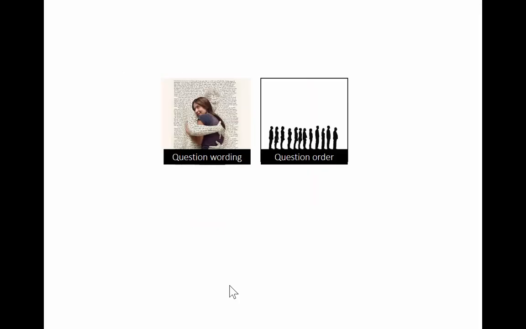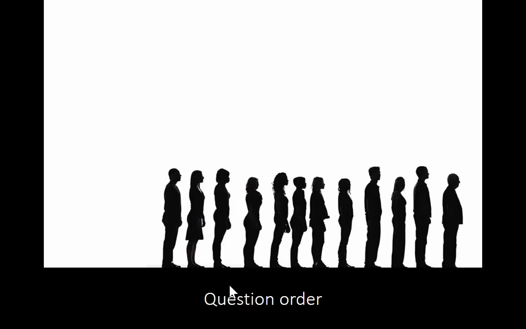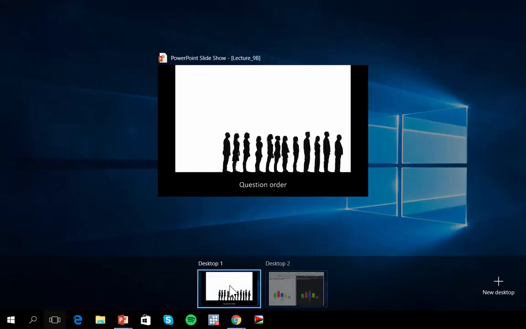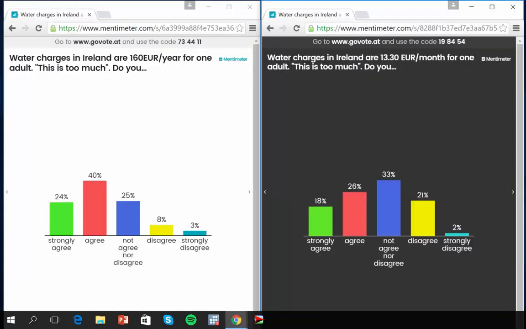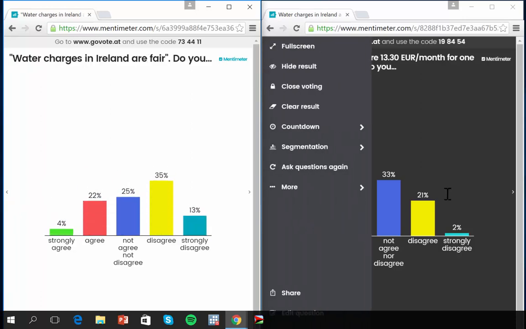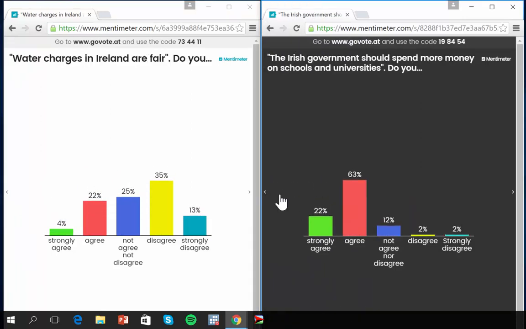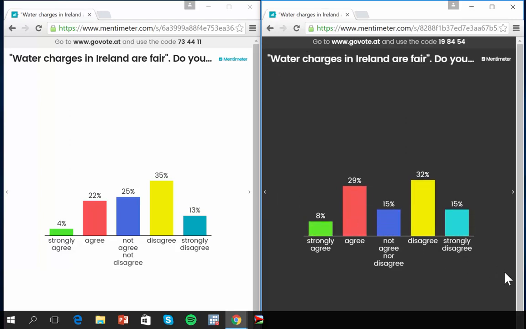Okay, so question wording, that was my first magic trick. Now let me try the same thing with question ordering. What do we mean by question ordering? It's basically the sequence in which questions are asked. It's exactly the same question, but in a different sequence. So now let me go back and see how we look on that front. Okay, I think it did work out.